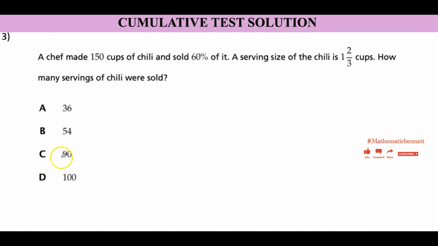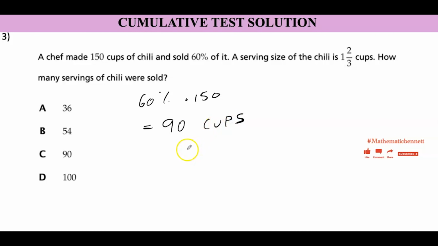A chef made 150 cups of chili and sold 60% of it. A serving size of the chili is 1 2/3 cups. How many servings of chili were sold? He sold 60% of the 150, which is 90. So we know that 90 cups of chili were sold.